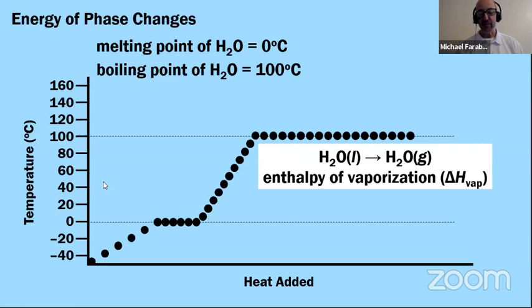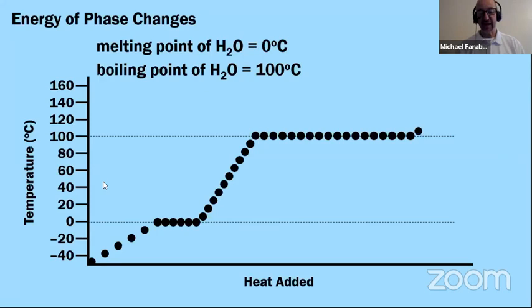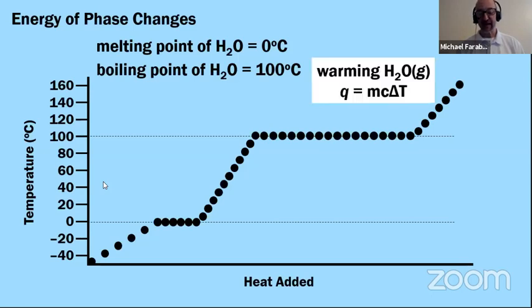So this is not the enthalpy of fusion. This is the enthalpy of vaporization from a liquid to a gas. Now we're at the state where all of the liquid has been converted to a gas, and we can continue to heat this gas to temperatures above the boiling point, and we're back to mc delta T again.